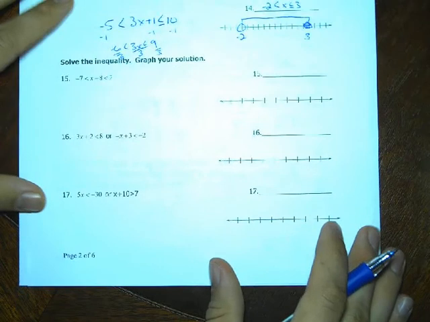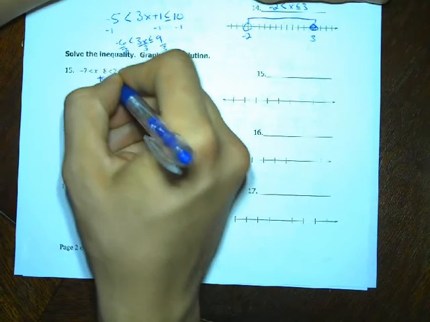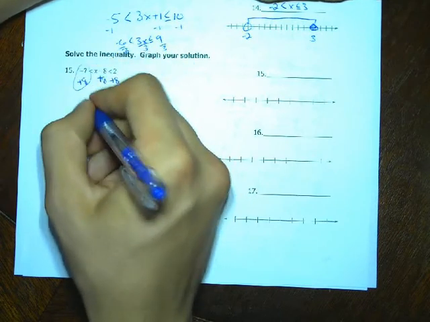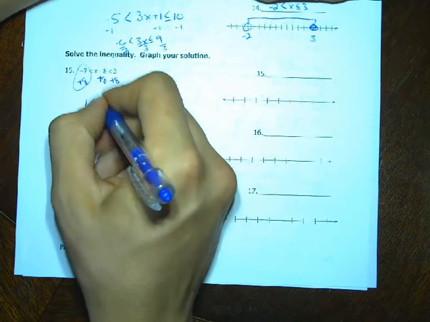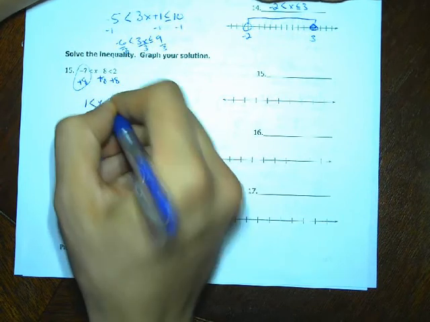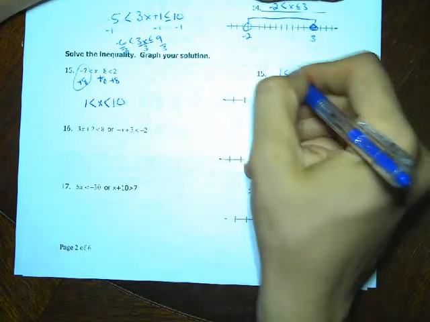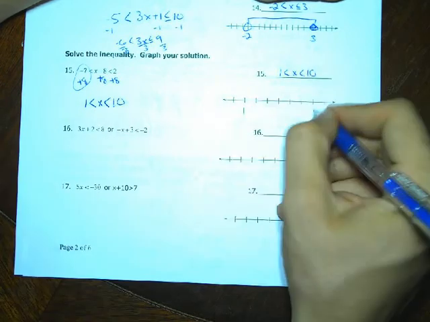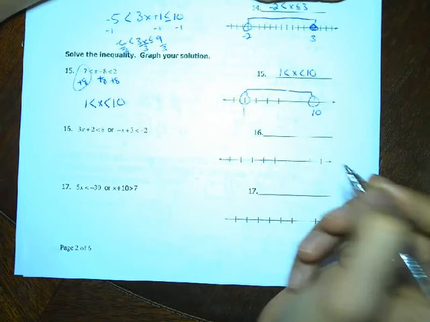Alright, number 15. Solve and graph. So I add the 8 to both sides. And I'm going to get 1 is less than x is less than 10. Again, this is just the answer. We're ready to go right here. So I've got a 1, I've got a 10, I've got open circles at both, and draw a line. Next page.